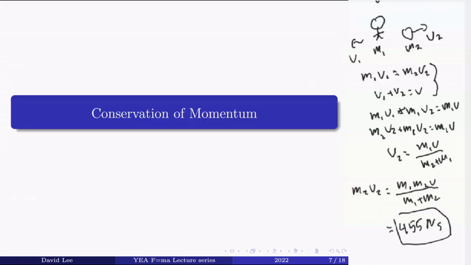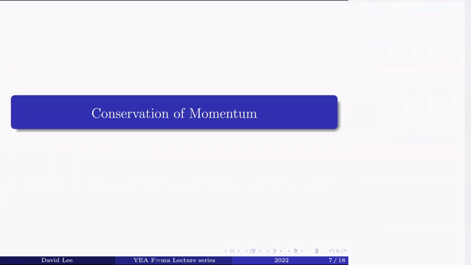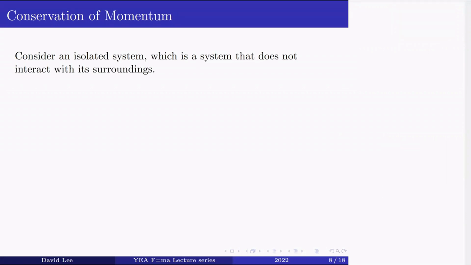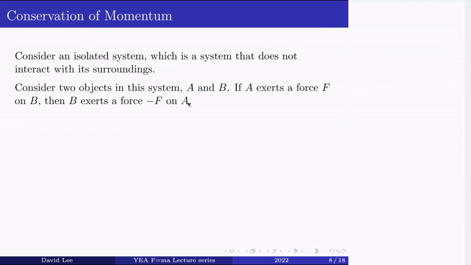All right. Now let's talk about conservation of momentum, which is basically what we tried to derive in the previous example. So if we consider an isolated system, that is basically a system that doesn't interact with its surroundings. So there's no external forces, so nothing outside of the system can apply a force on anything inside the system. That's basically what it means. And if we have two objects like we had in the previous problem, we have Newton's third law, which says that they must exert equal and opposite forces.